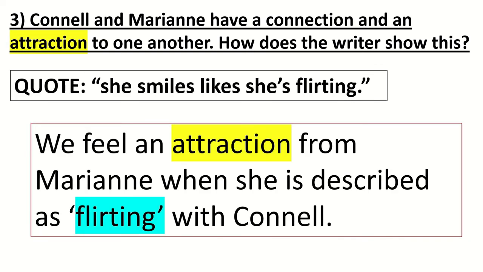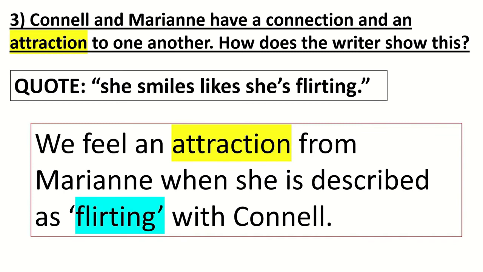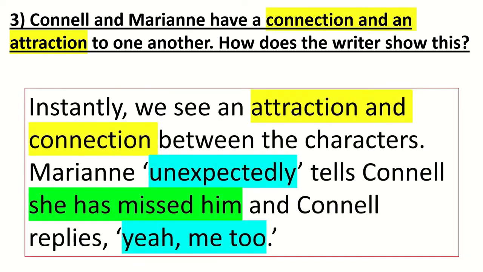Okay, remember, always try to pick up the easy quotes as well. One quote says, "she smiles like she's flirting." So I put, we feel an attraction from Marianne when she's described as flirting with Connell. So really simple, if you're flirting with someone, there is some attraction.